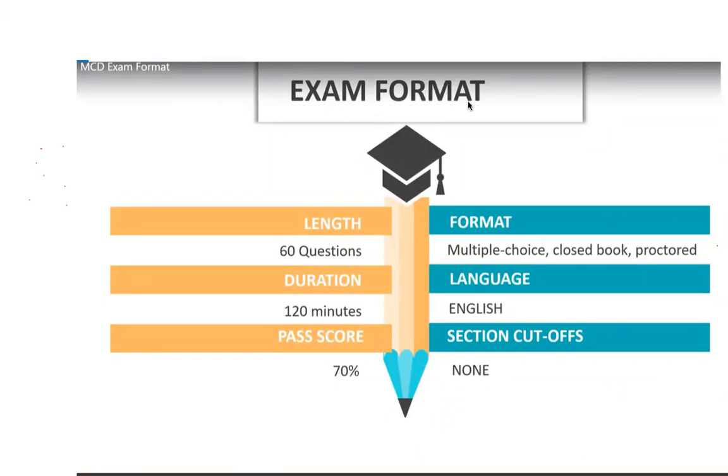I'll tell you. Okay, so you can see the exam format here. It consists of 60 questions. They will give you 120 minutes. You have to score 70%. That means how many questions do you have to answer correctly out of 60? I think it's 45. No, 42. 60 questions, 70%, right? Not 45, it's 42. Yeah, 42 questions you have to answer correctly.